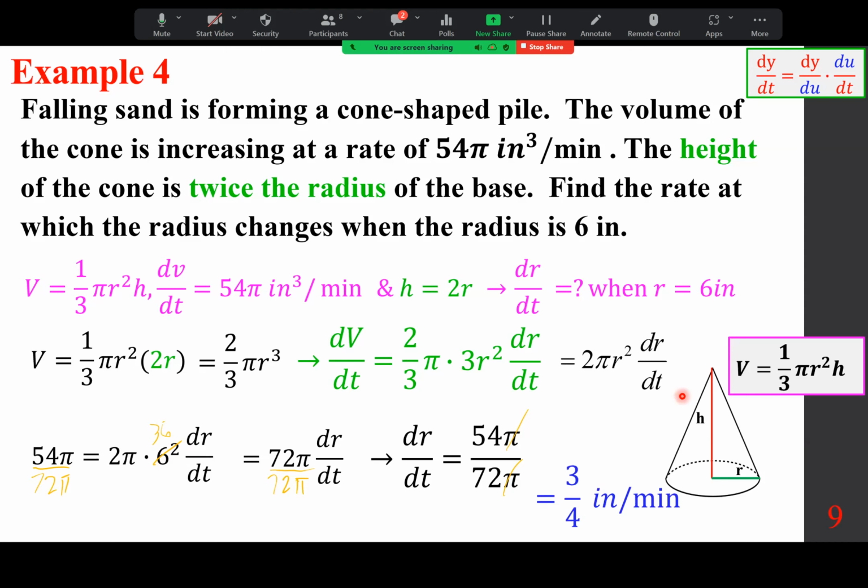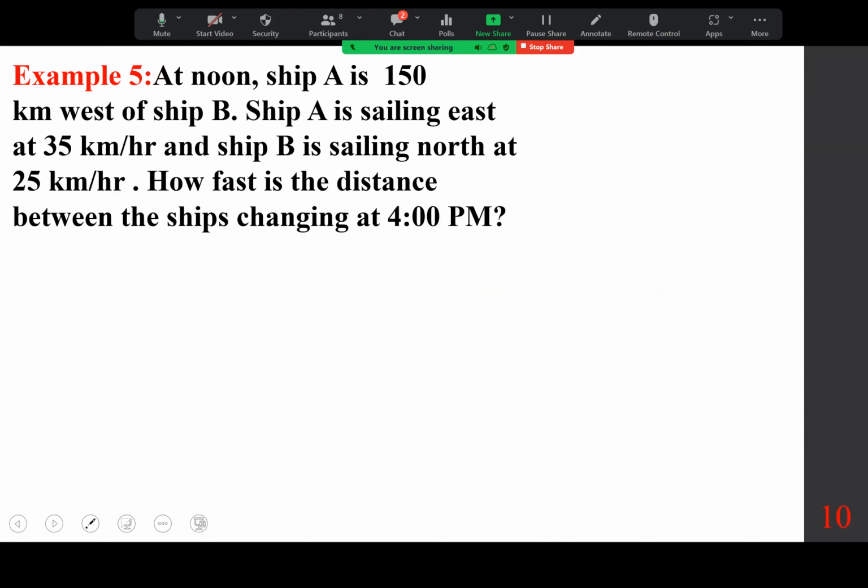Word problem setting is important. Could somebody read this question, please? At noon, ship A is 150 kilometers west of ship B. Ship A is sailing east at 35 kilometers per hour, and ship B is sailing north at 25 kilometers per hour. How fast is the distance between the ships changing at 4 o'clock p.m.?